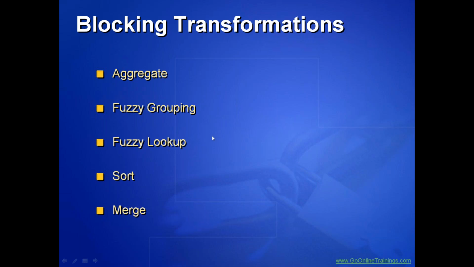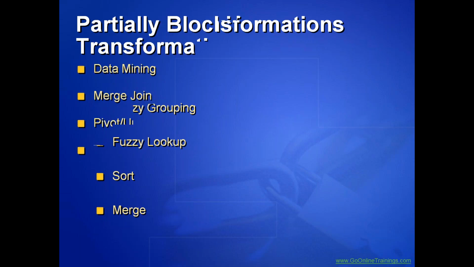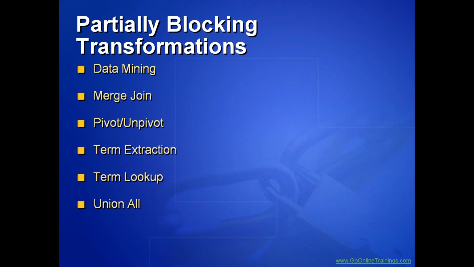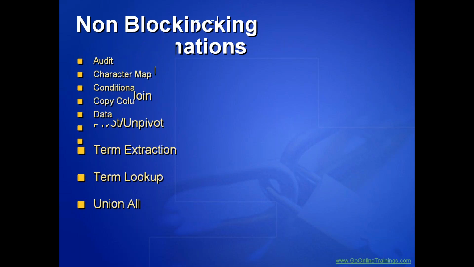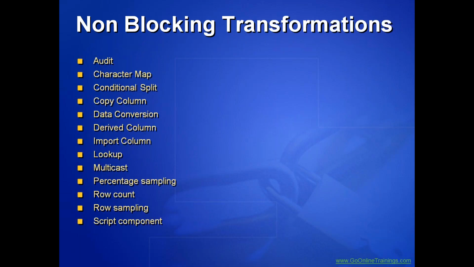It takes a lot of time when you have a large amount of data coming from the source to the destination. Partially blocking transformations are data mining, merge join, pivot and unpivot, term extraction, term lookup, union all. And we have non-blocking transformations: audit, character map, conditional split, copy column, data conversion, derived column, import column, lookup, multicast, percentage sampling, row count, row sampling, script component. All these are called non-blocking transformations, so you can use them without any problem. These are very, very fast.